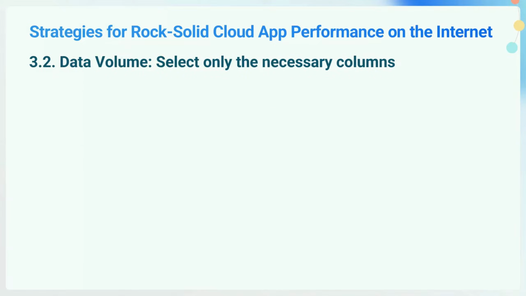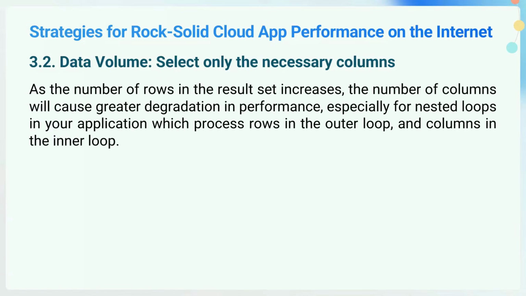Another key aspect of optimizing the data volume in PowerServer applications is the number of columns we retrieve in a result set, especially when working with large record sets. As the number of rows in the result set increases, the number of columns will cause greater degradation in performance, particularly in cases where your application uses nested loops that process rows in the outer loop and columns in the inner loop.